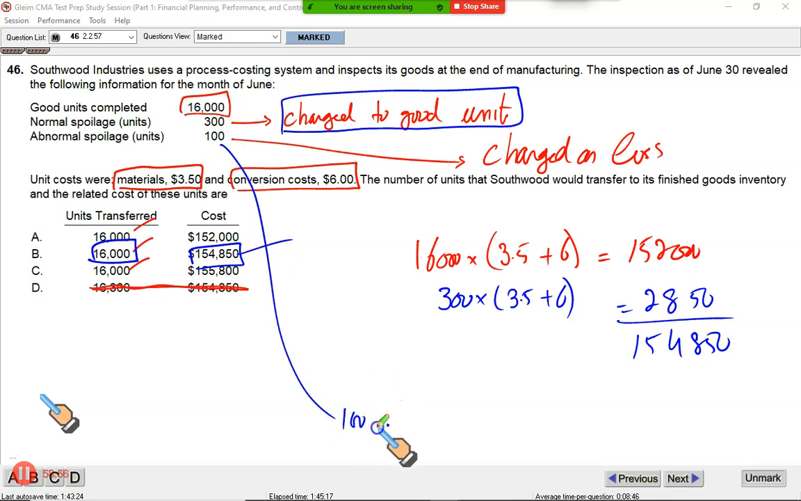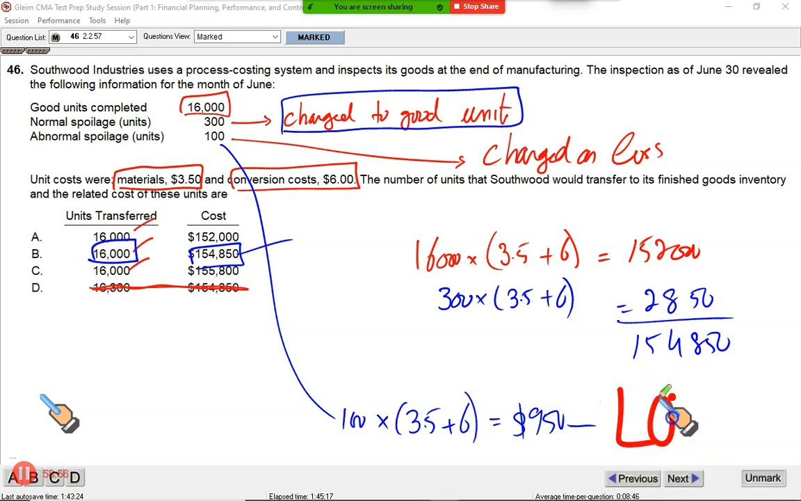Now the question, what about these 100 units which were wasted? There was $3.5 worth of material and $6 worth of conversion cost. So it gives you a total of $950. This $950 is going to be treated as a loss for the period. It goes to the income statement as a loss.